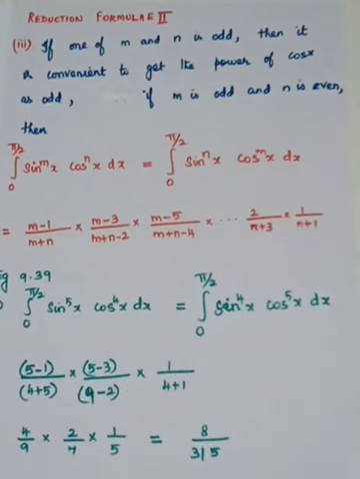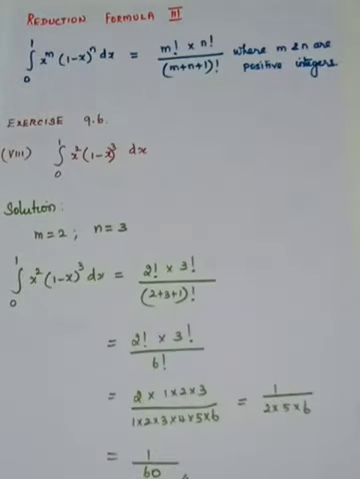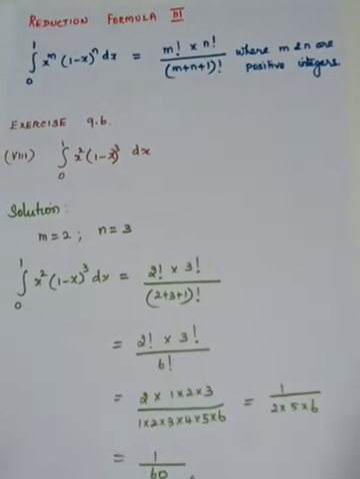Okay. So the reduction formula 2, you are having 3 types. The first one, m and n both are even. Next one, the power of cos x is odd. You need not worry about the power of sin x. But if any one is odd, you have to change the power of cos x as odd, then use the previous problem. Okay, so the next one, we are moving to the reduction formula 3, that is integral 0 to 1.